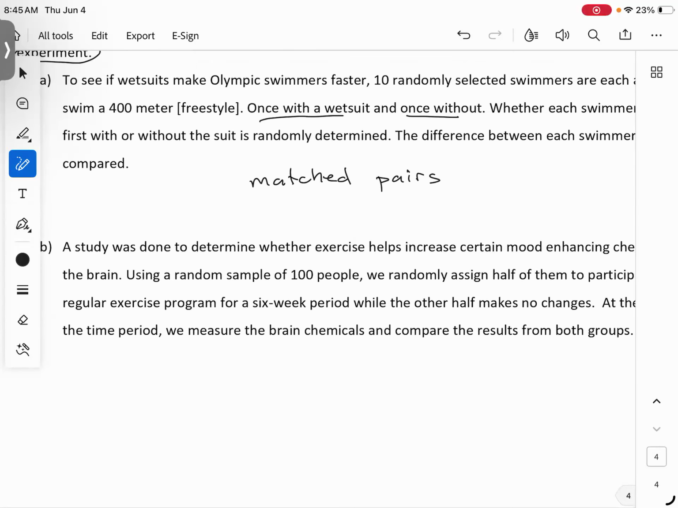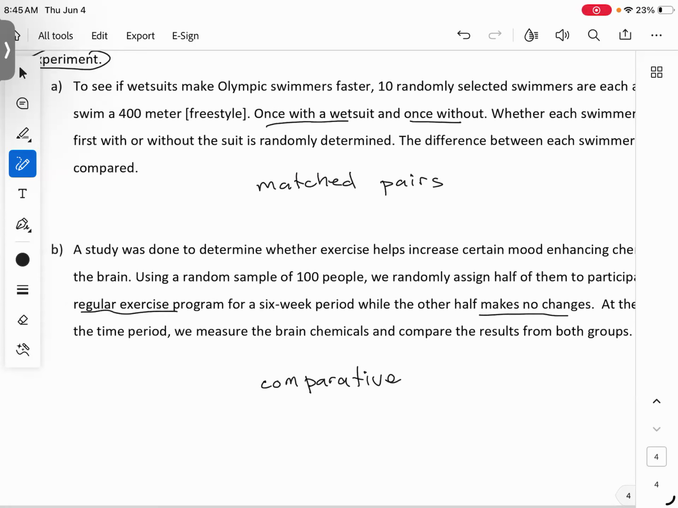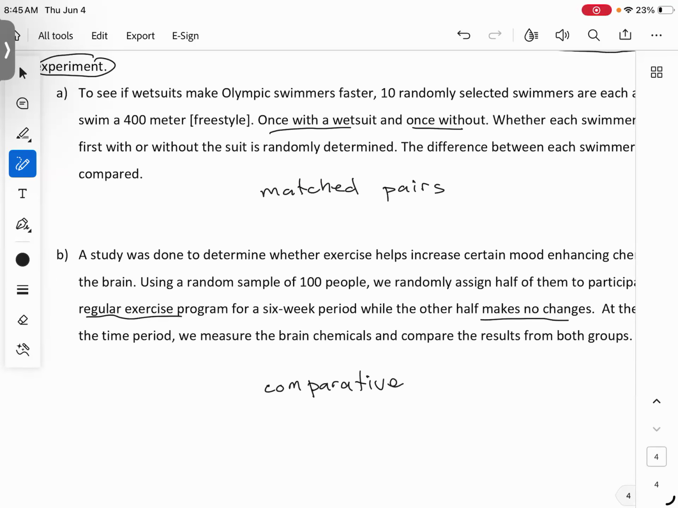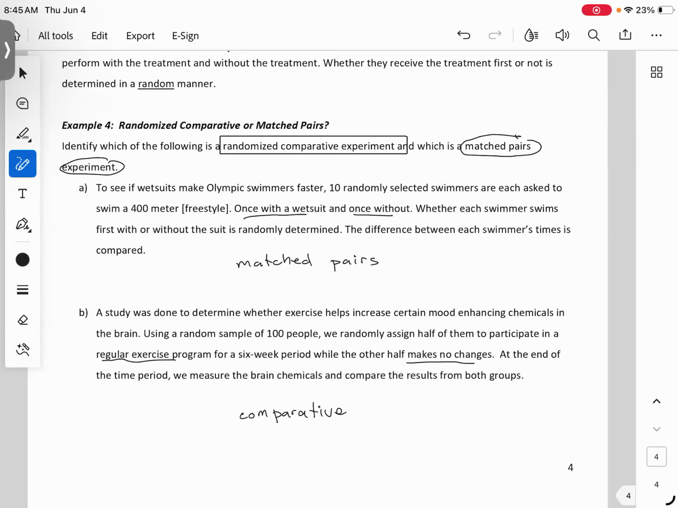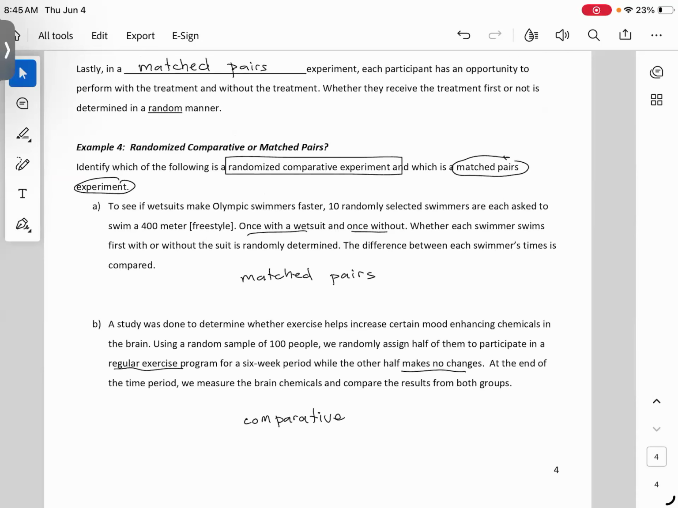And then this one here was only the comparative, but still randomized, still an experiment, because they were controlling who was going to be in the group that got the regular exercise program and the other half who made no changes. So there was definitely just a group A versus a group B. That would be just a comparative study. But both are experiments, both randomized, and I'll go ahead and end the recording there.